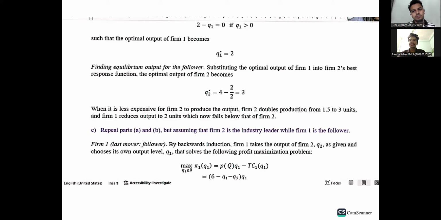So here the question is: repeat parts A and B, but assuming that farm 2 is the industry leader and farm 1 is the follower, which means there is a shuffle between leader and follower. Using the same backward process we have done in part A and part B, we can solve this problem C in the same procedure.